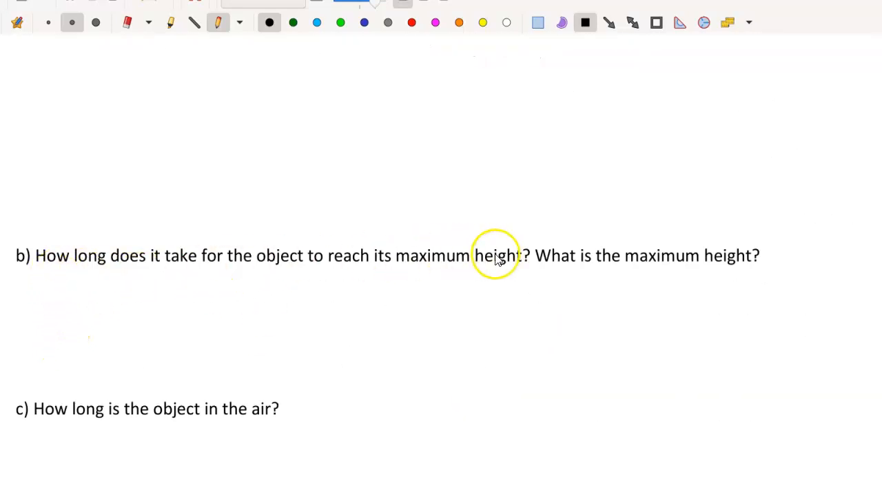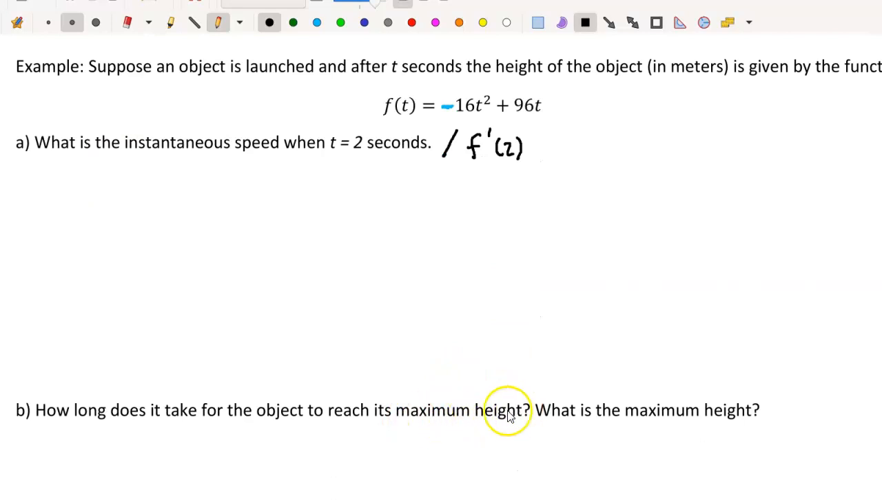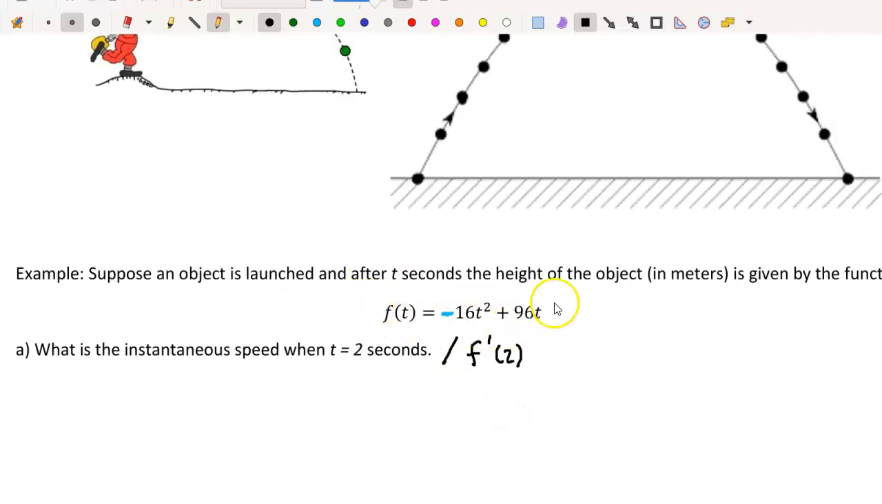What's the maximum height? So this is asking to find height, right? So that's not the derivative. The derivative is only for speed, so it's asking for height. That means we're going to use our regular function here, because it says right here it's launched in the air, and after t seconds, the height of the object. So when I plug something into this function, my answer is a height. And we have to know this before we do any math so we know which equation to use and when. Otherwise, it's a big guess.